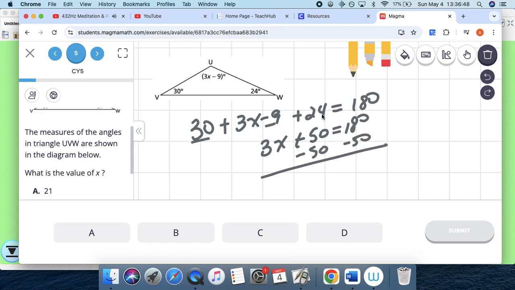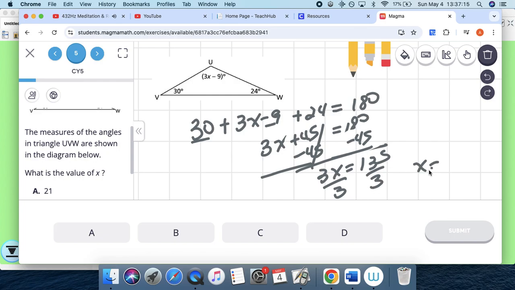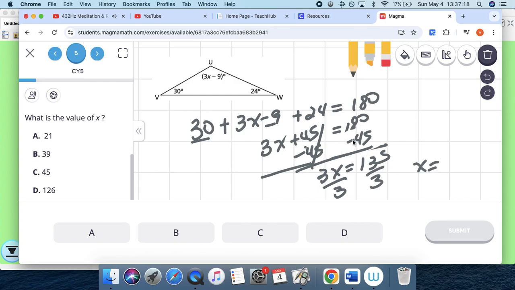21 plus 24. Sorry, this should be 45. Minus 45. We get 3x equals 135, and divide by 3, x equals 45. So our answer is C.